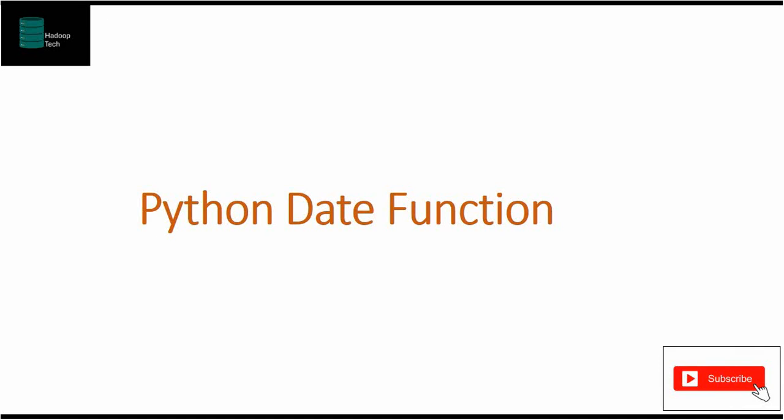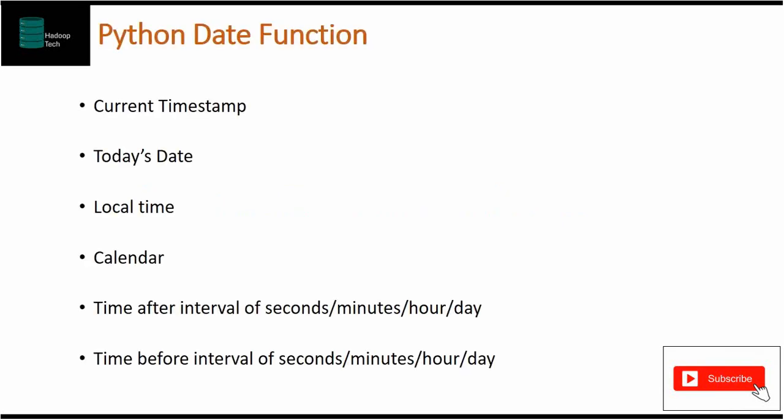Date functions or formats are one of the most frequently used functions in any language. Whether creating a log file with the current timestamp or checking how much time a function required for the computation, we need to use the date function. Python provides different libraries for calculating the date in different formats. We can use current timestamp, today's date, local time, calendar.